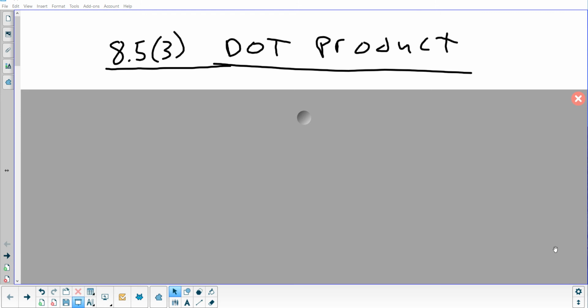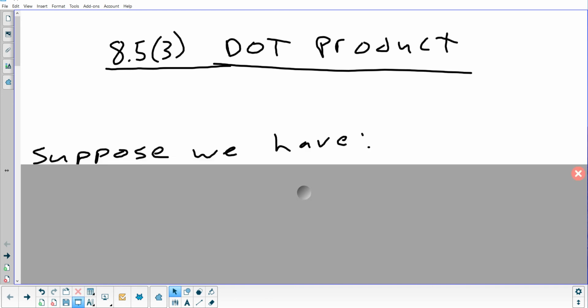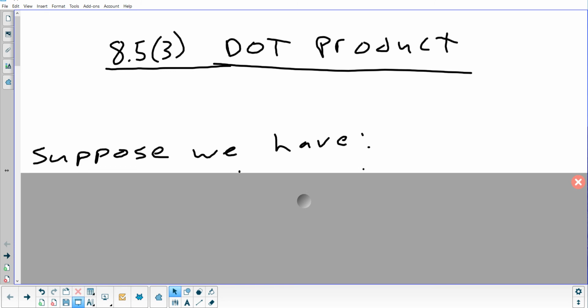So, today we're going to look at 8.5 Part 3. So it's really the last section that we're going to look at that has anything about 2D. And then tomorrow we'll start looking at 3D. So the name of 8.5 Part 3 is dot product.